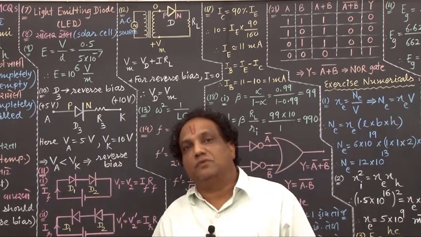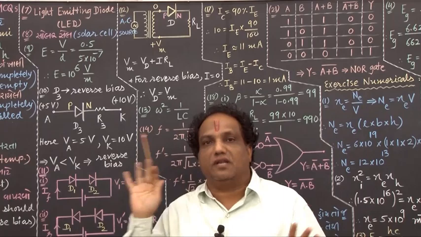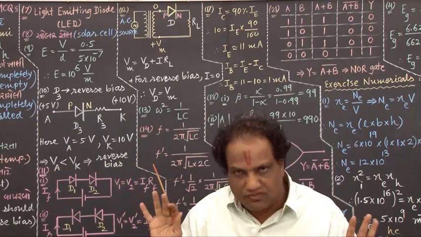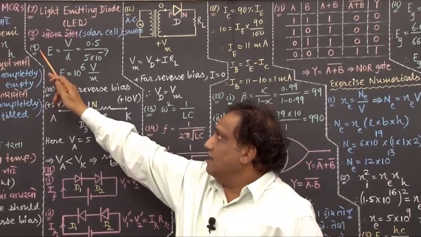Okay. It converts light energy into electrical energy. Okay, it does not require any bias voltage. Fine. Read number 9 now.